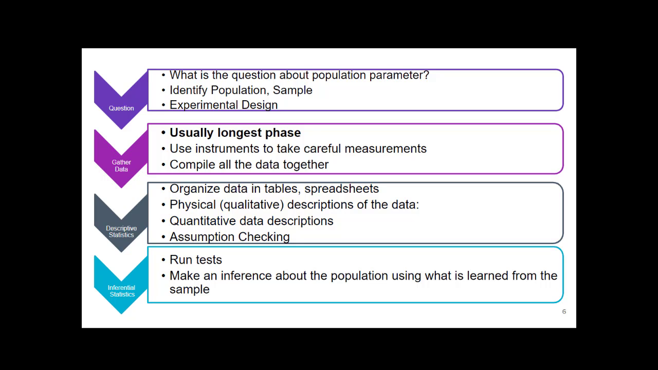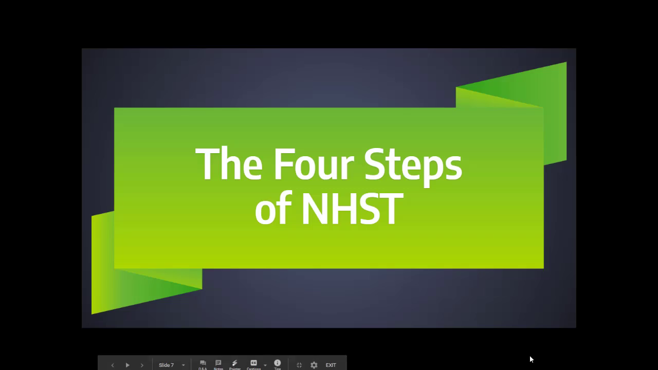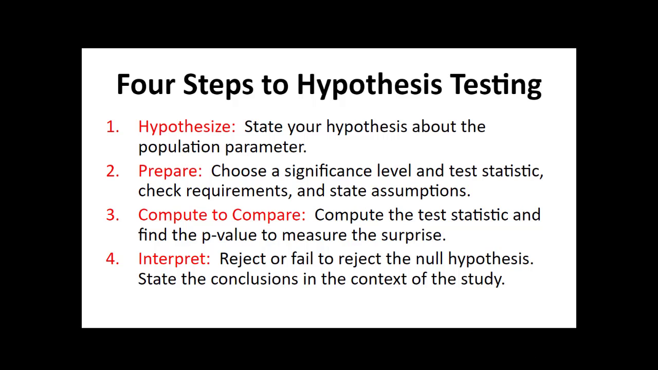The last part is the inferential statistics, and that's when we start running tests. It is during this last stage when we are actually running the tests so we can answer our original question about the population parameter using what we learned from that particular sample. So there are 4 steps to null hypothesis testing, and I'm going to go over them really quickly right now, but then we're going to go over it again when we actually get to that step. The 4 steps to null hypothesis testing are hypothesize, prepare, compute to compare, and interpret.